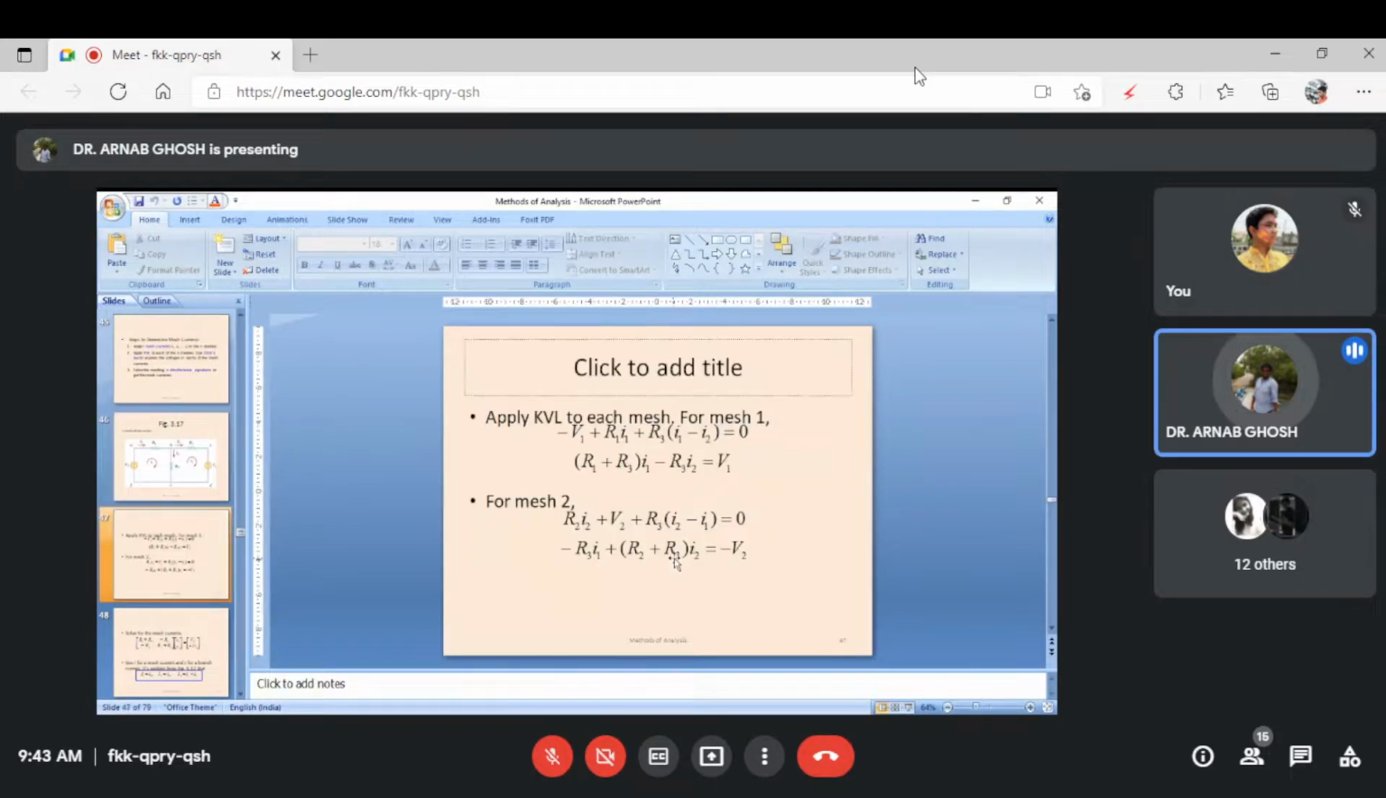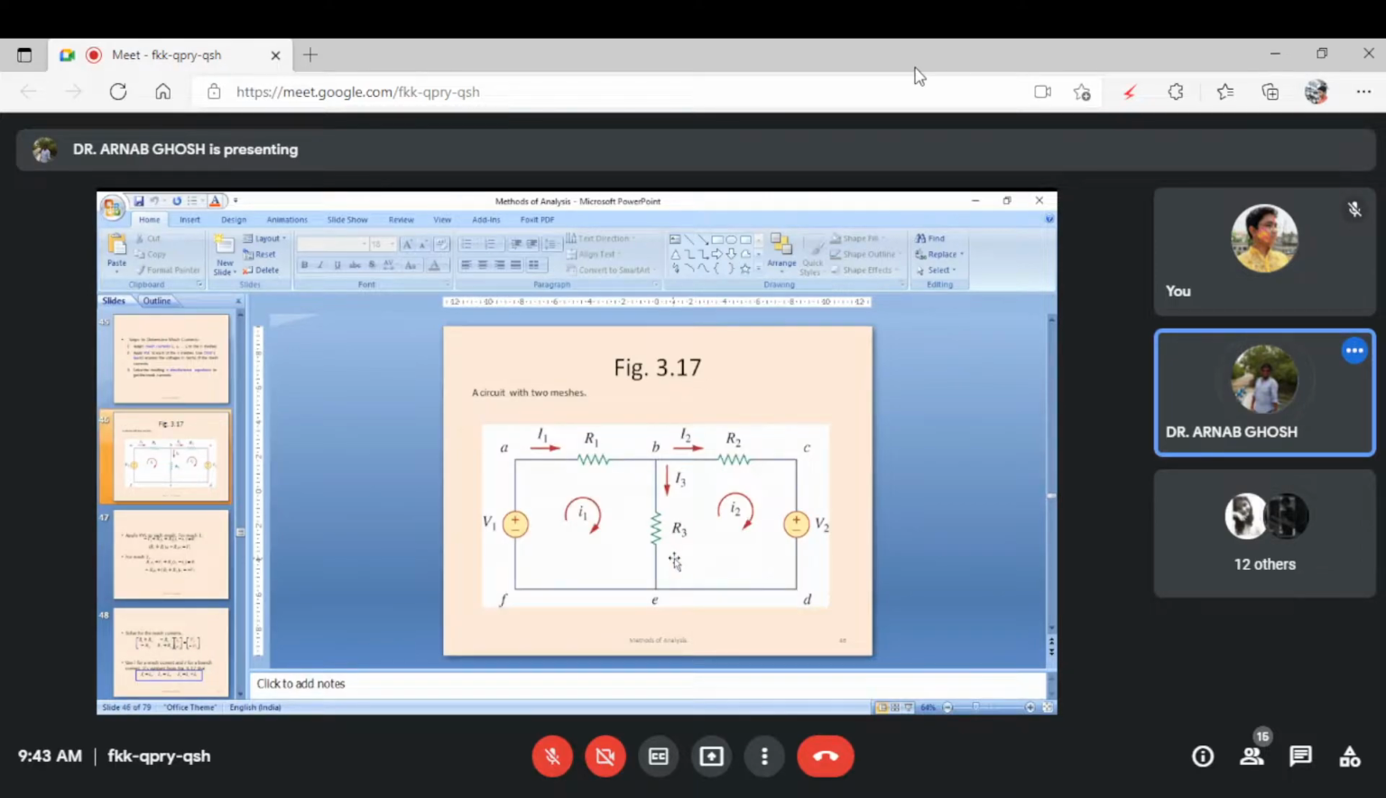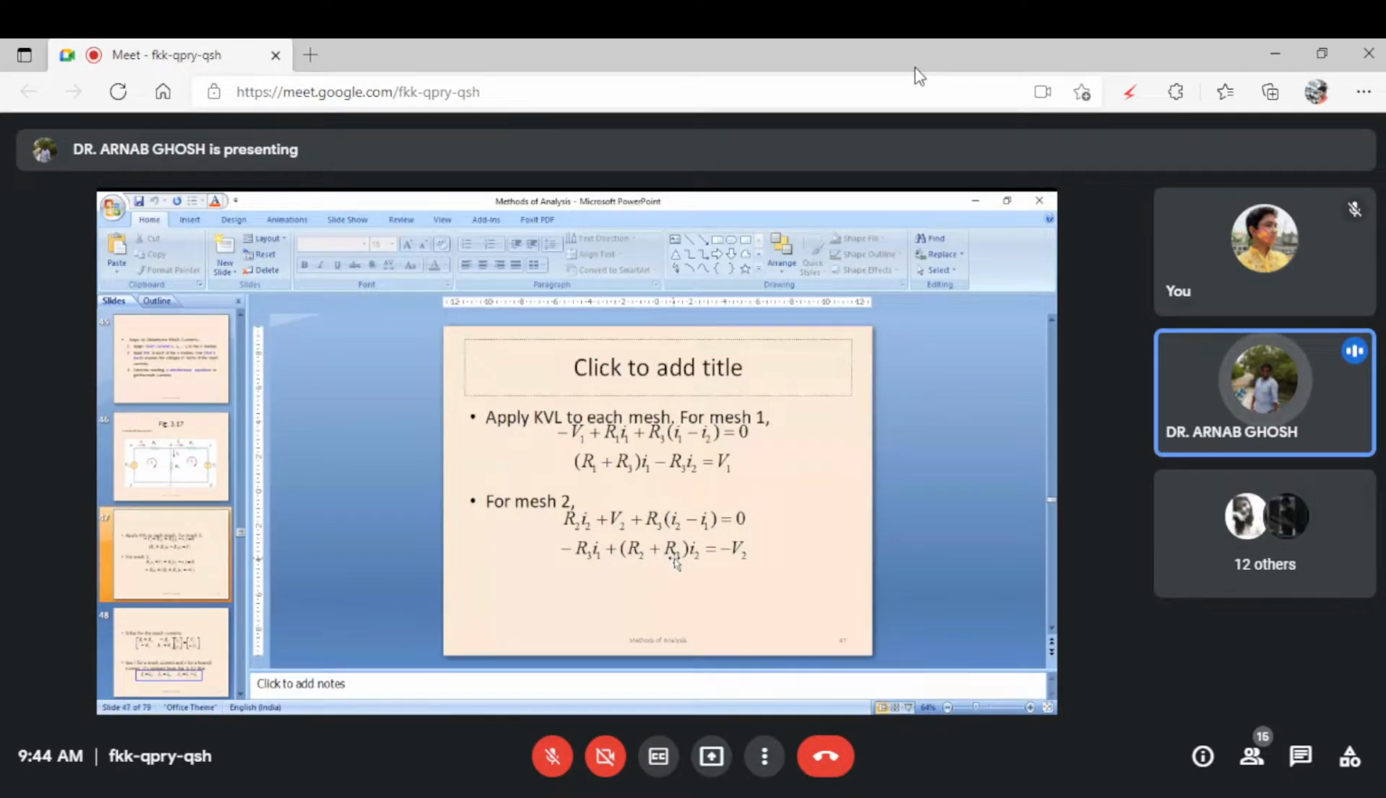Right? So we are writing down the KVL equations for mesh 1 and mesh 2. For mesh 1, if you closely look at that, what the KVL equation states is that the summation of the voltages will be equal to 0. So for mesh 1, the equation becomes minus V1 plus I1 R1 plus (I1 minus I2) into R3. That is, minus V1 plus R1 into small I1 plus R3 into (small I1 minus I2), equal to 0.